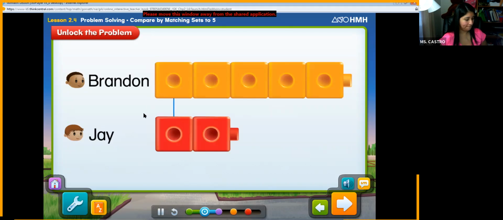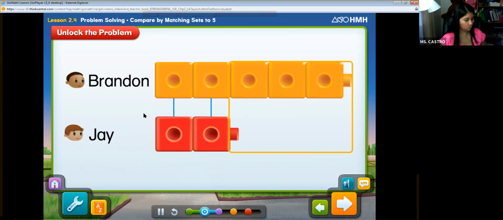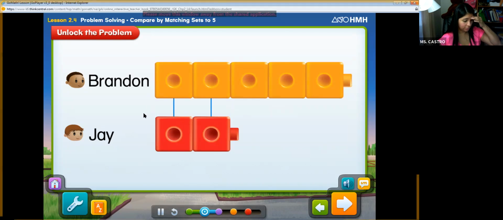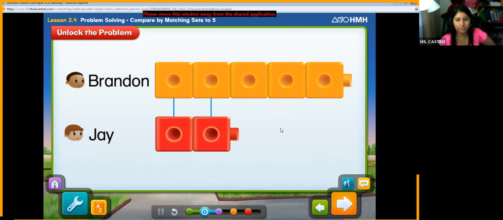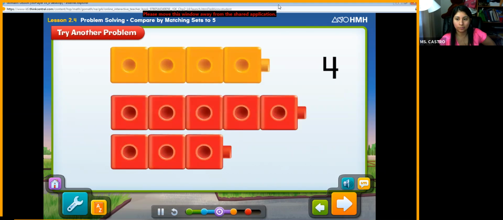Here is one match. And here is another match. What does this tell you about which set of cubes is less than the other? Each cube in Jay's set has a match to one of Brandon's cubes. Some of the cubes in Brandon's set don't have matches. So the number of cubes in Jay's set is less than the number of cubes in Brandon's set. 2 is less than 5? This cube train has 4 cubes. Which of these red cube trains has a number of cubes greater than 4? Select your answer.